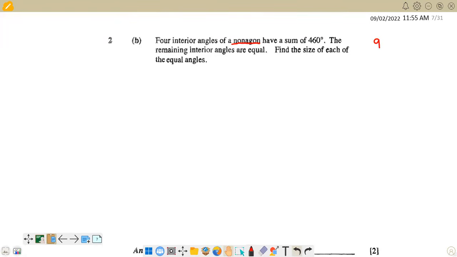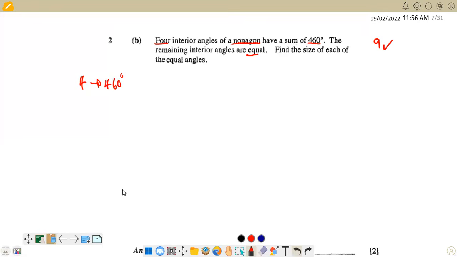Then we are given the sum: if we add these angles, they are going to give us 460. We are just given 4 of the angles, and their sum is 460. The remaining interior angles are equal. So we have a polygon with 9 sides, and we are given 4 angles. Each of these angles we do not know, but we are given the sum. So the sum of these 4 angles is 460 degrees.